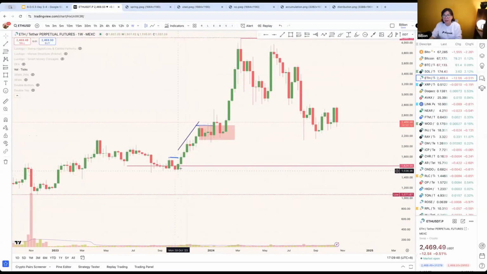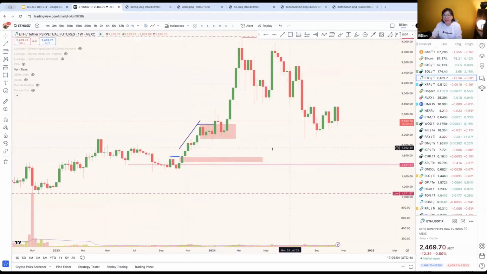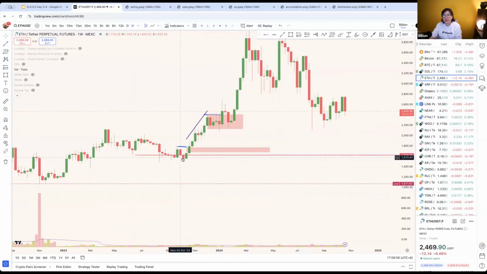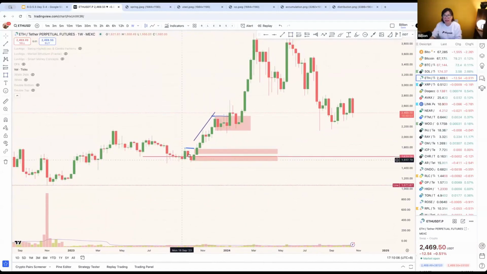the textbook says when there is an impulse move, there must be an FVG. And the last candle is marked as an order block. Correct or not? Textbook says like that. A move, this is an order block. This is known as an order block, but it's not as simple as that for me, for Billion.